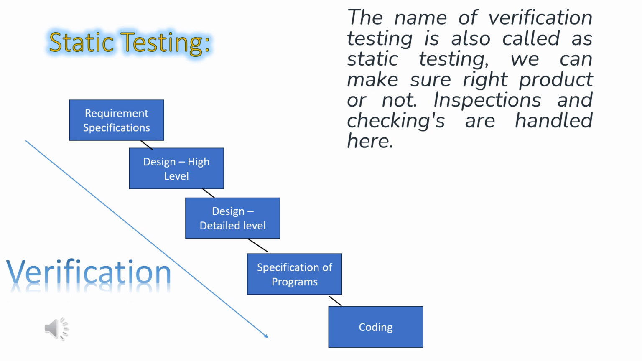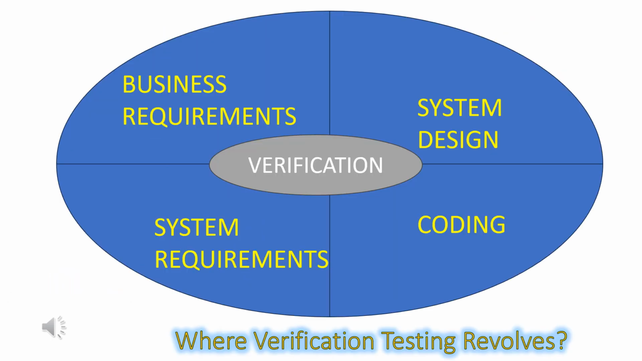Verification testing starts from the requirement specifications, high level design, detailed level design, specifications of programs, and then coding. That is where verification testing evolves. So verification is in the center of the stage. Verification is surrounded by business requirements, system design, and coding. All these are the main components of verification: business requirements, system design, and coding. All these things should be verified.